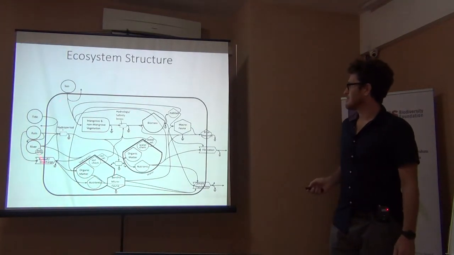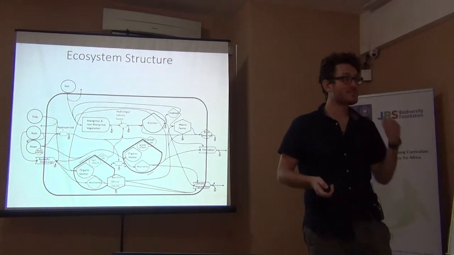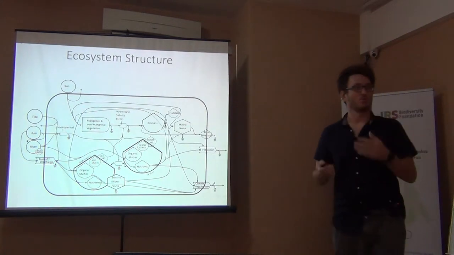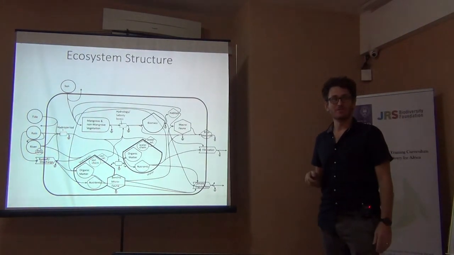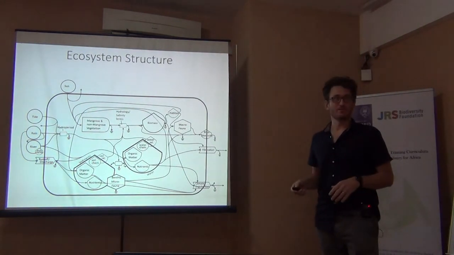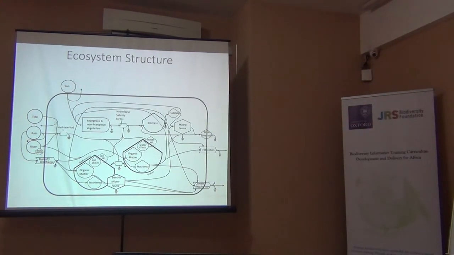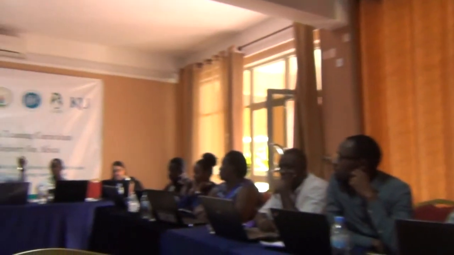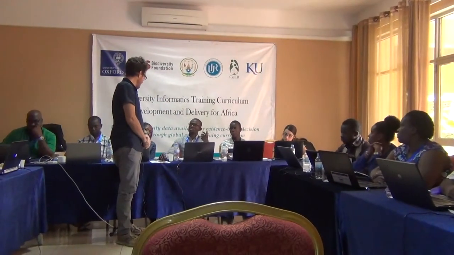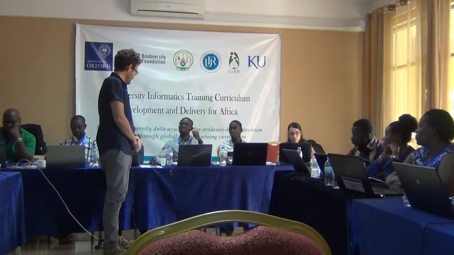Here's another one. Okay, this is a much more complex way of representing an ecosystem where you're really trying to show every single step of the ecosystem. Question? One second. I always get confused about decomposers in the food chain. Where exactly do decomposers fall?